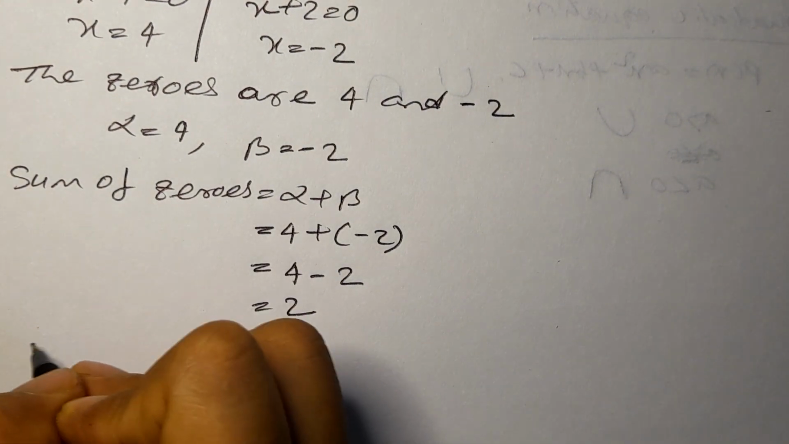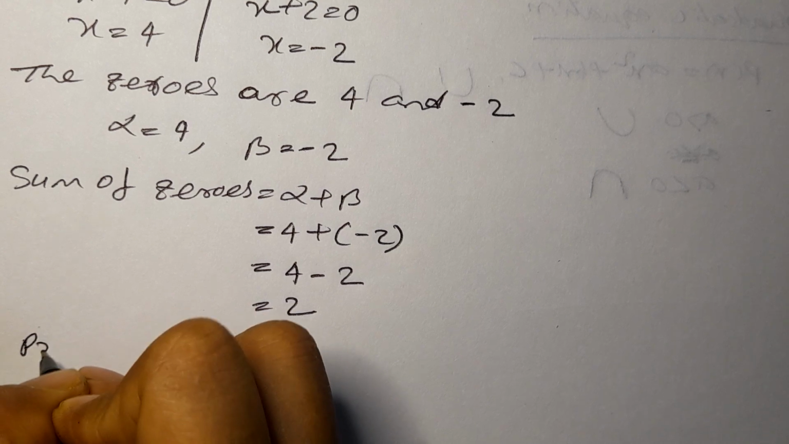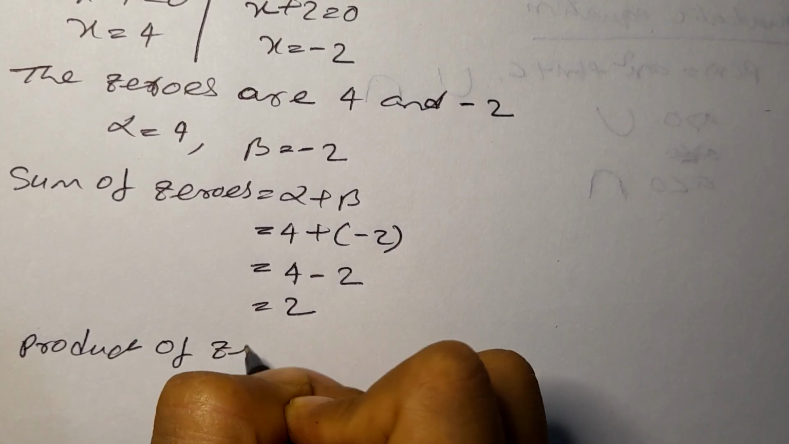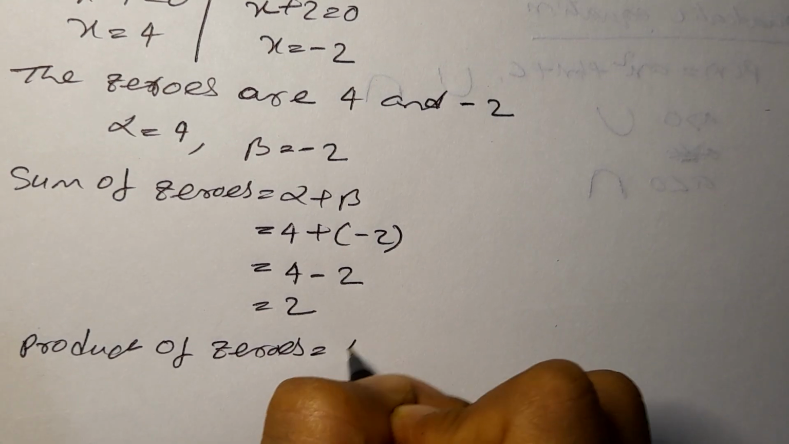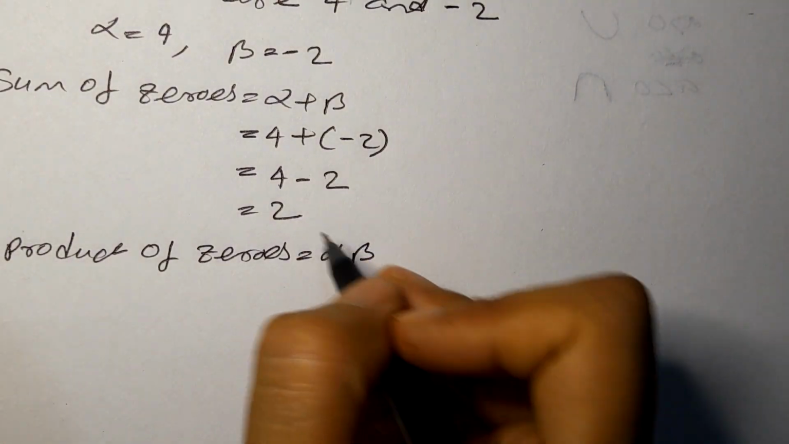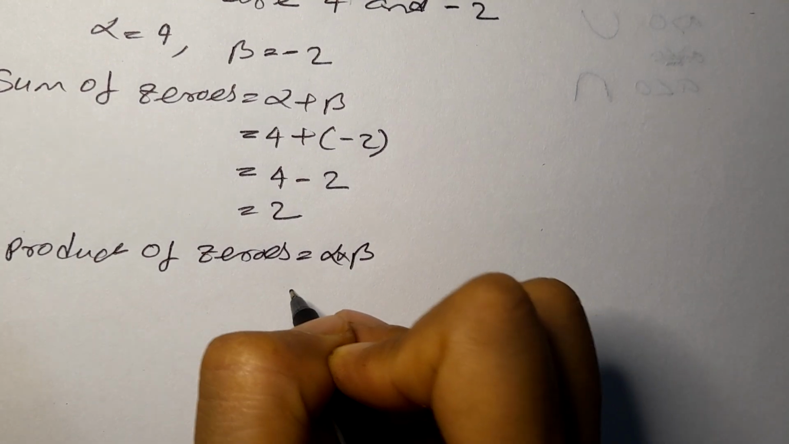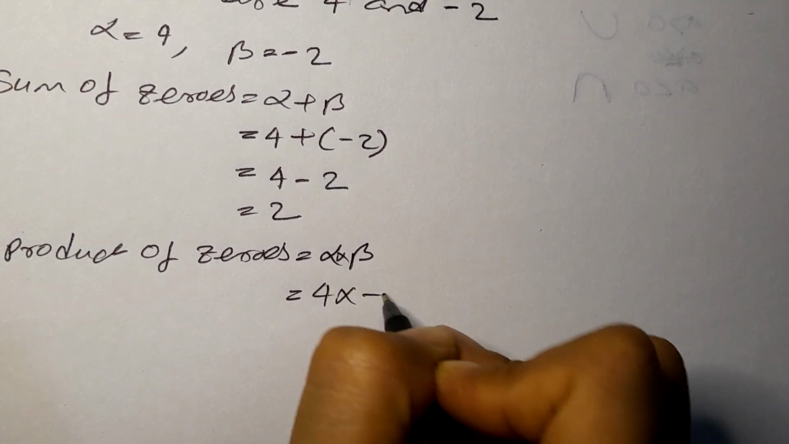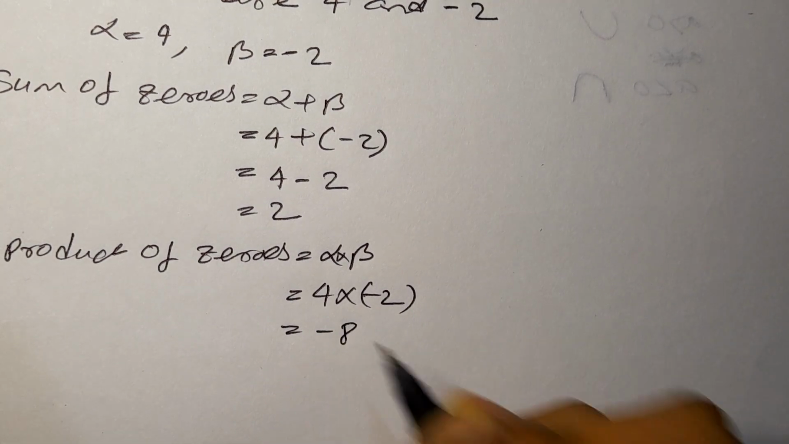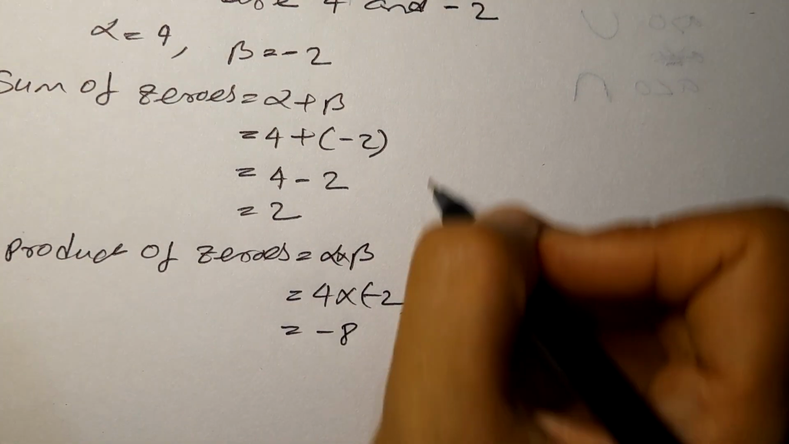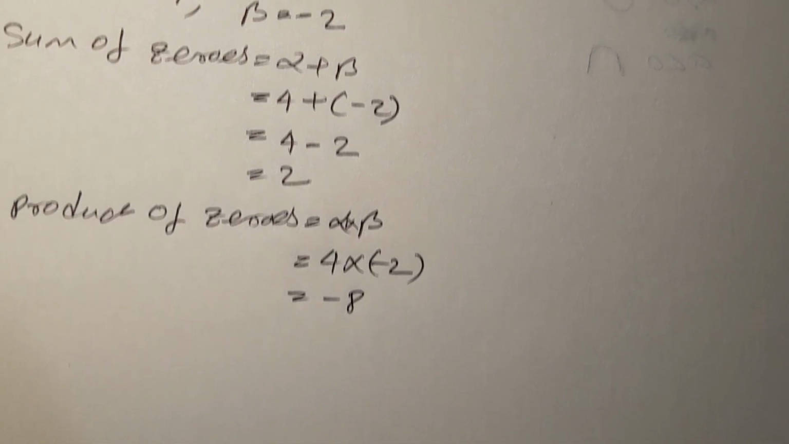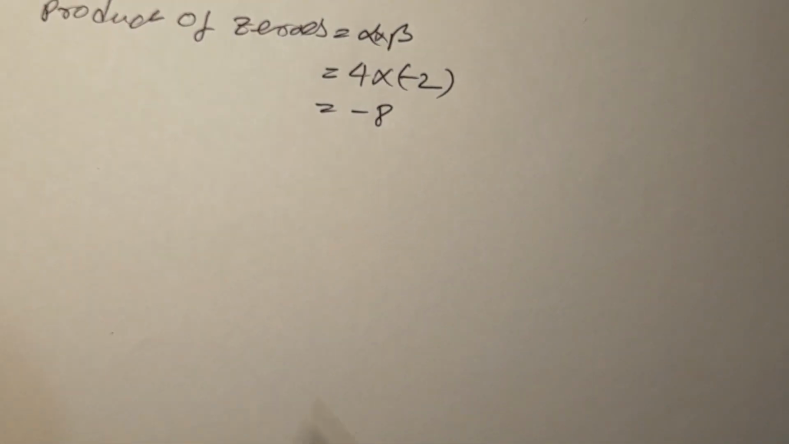And the product of zeros. Product means multiplication, alpha into beta. Alpha is how much? 4. Beta is how much? Minus 2. Give the bracket, minus 8. We have to find the relation, so now find the sum of zeros by the formula, and find the product of zeros by the formula.